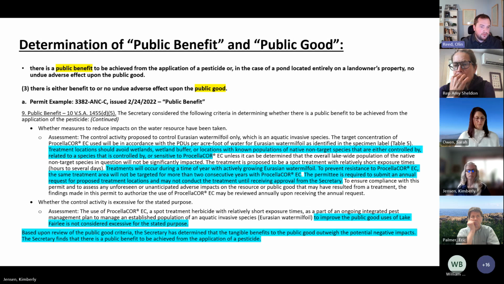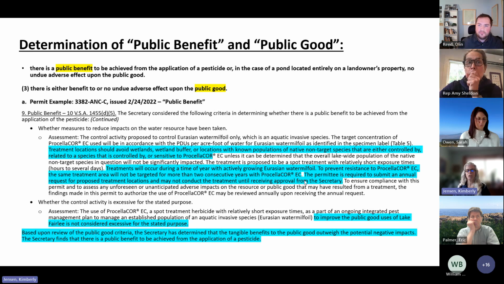You can see through some of these that there's a state park. There's no state park on Lake Fairlie, so that's a negative mark on it. But there is public access to Lake Fairlie. It's a very commonly used body of water throughout the state, one of our more trafficked lakes. So there is a public benefit to controlling a highly invasive plant that creates mats, disrupts navigation, disrupts fisheries, and creates havoc for both the environment and public use. That's why this application was approved, or one of the five reasons it was approved: there was a public benefit to be achieved by controlling this plant in this body of water.